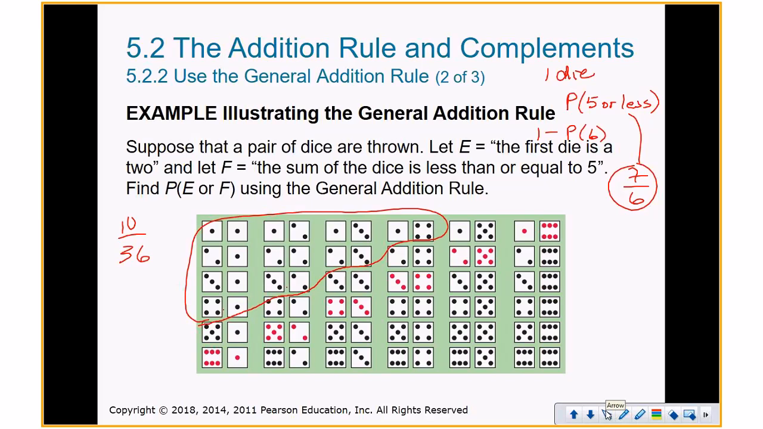So in this case, 10 over 36 would be the probability that the sum of the dice is less than or equal to 5. Now they're asking for using the addition rule, and you can do that, but I just did it in my head using these two right here. But that's up to you, how you want to do it. Okay?